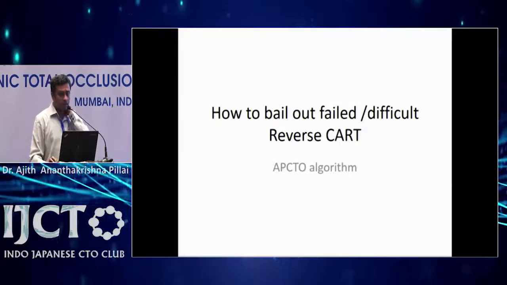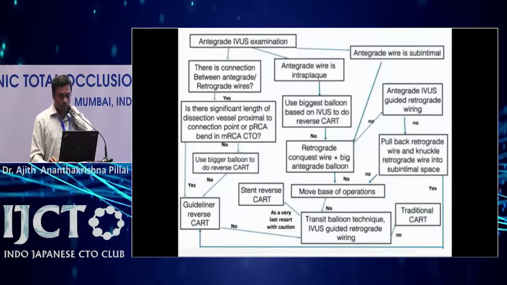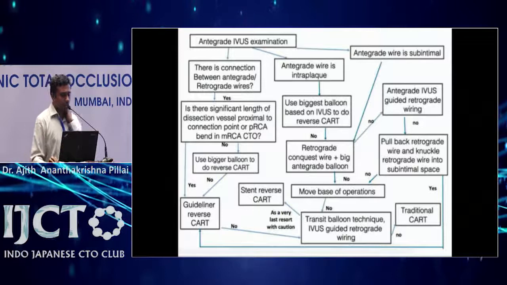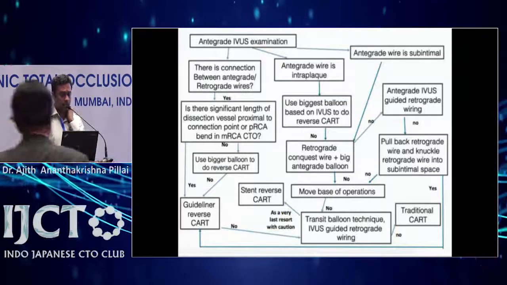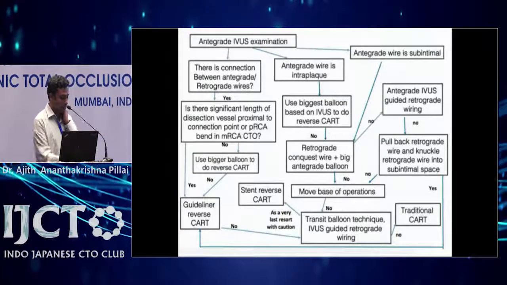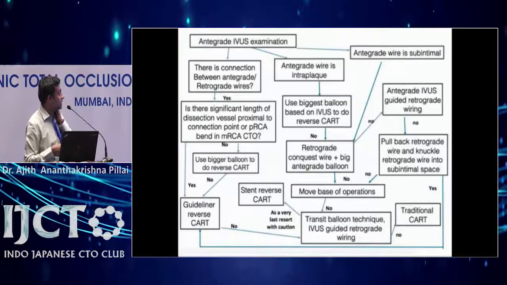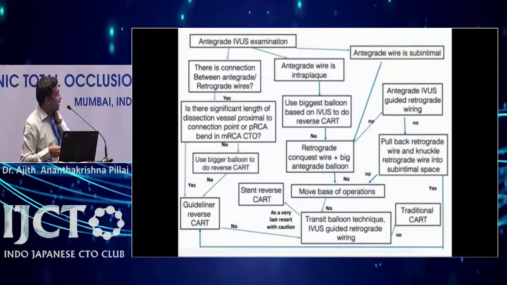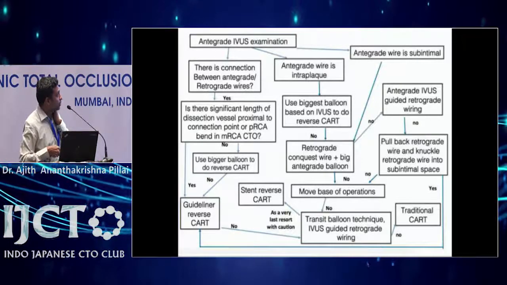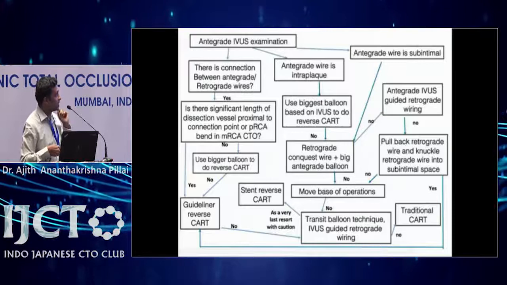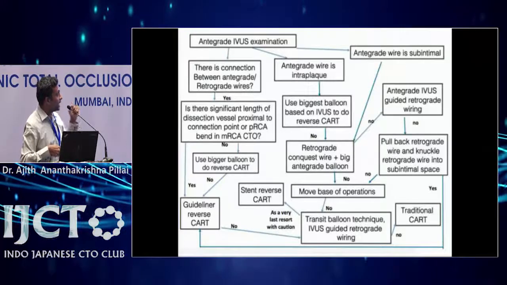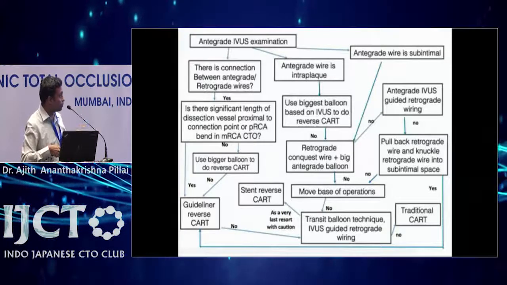Now, how to bail out a failed or difficult reverse CART? This is the IJCTO algorithm. A little difficult, but you should understand that it all depends on the IVUS examination. When you have a problem with the contemporary reverse CART, you always try to do an antegrade IVUS examination. If the antegrade wire is subintimal, you may need to use a retrograde Conquest wire, a high penetration wire, and a big antegrade balloon. Again, if it doesn't work, like in our case, we move the base of operation.